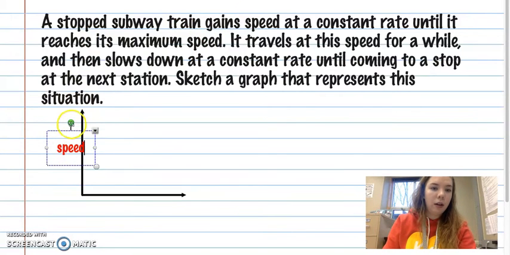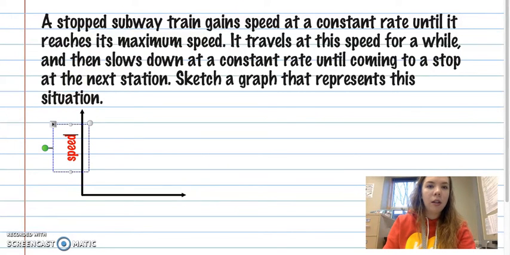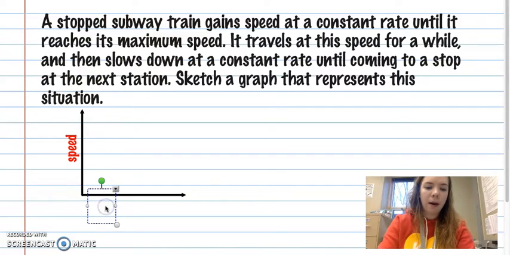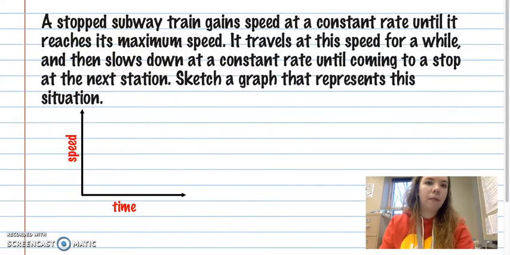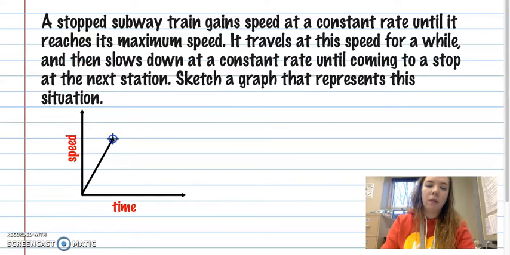speed, you want to label. More often than not, a lot of graphs are over time on the bottom. So since we're talking about a train's speed, I put that on the Y, and then time is passing. So a stopped subway train gains speed. It was stopped, so we should start in the corner. Gain speed at a constant rate until it reaches maximum speed. So let's say we stop about there.